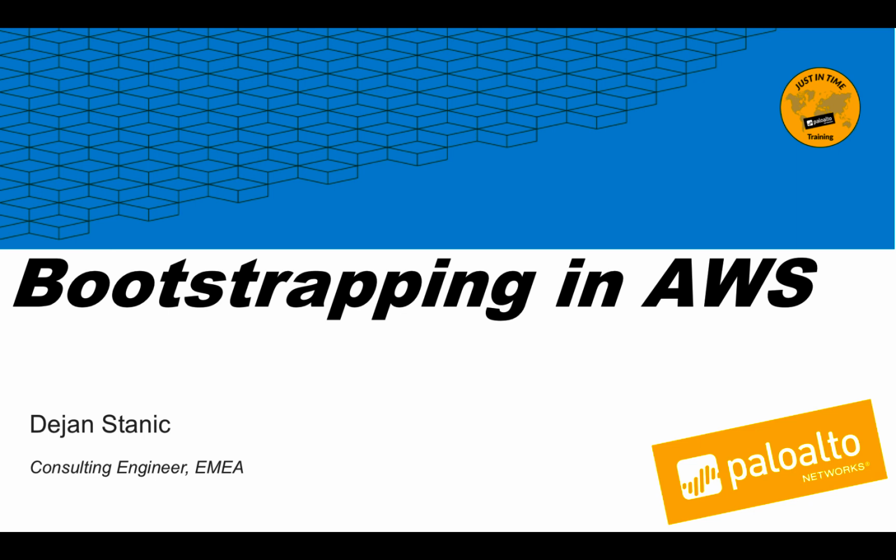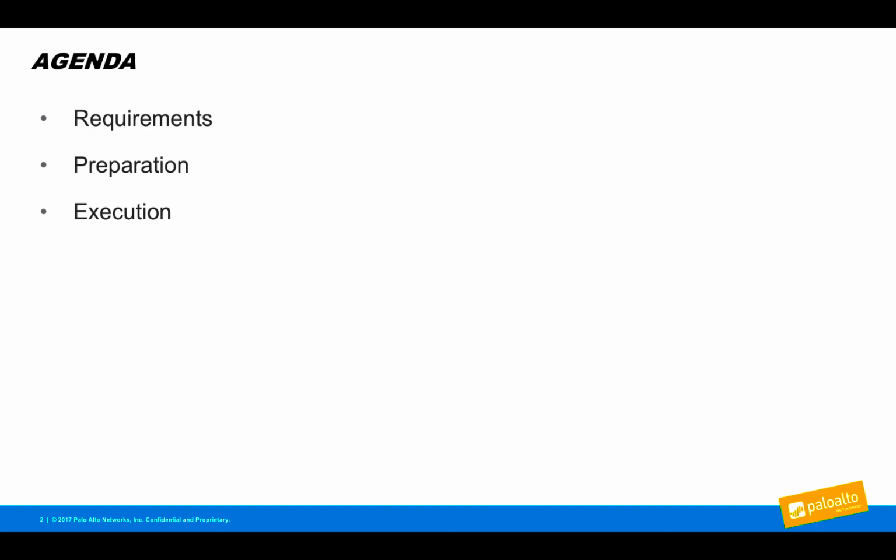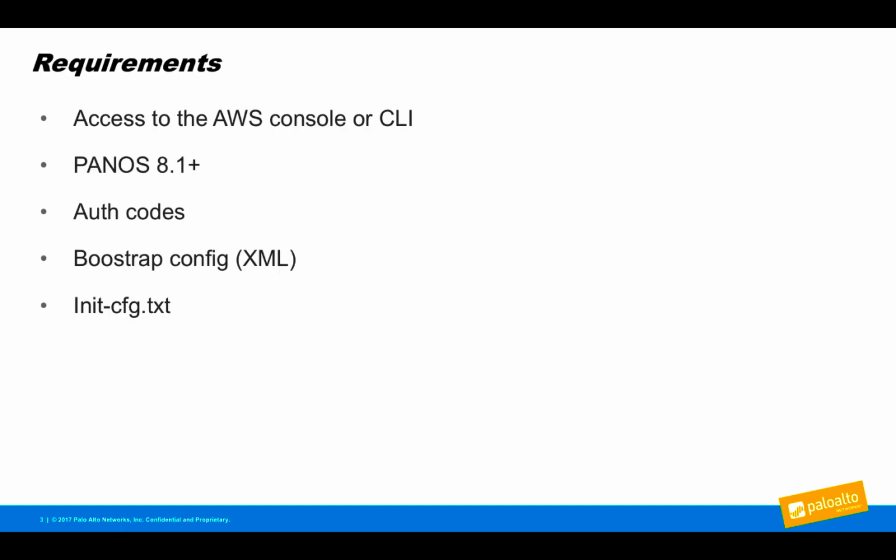My name is Dejan Stanic and today I will be guiding you through the process of bootstrapping VM-Series image in AWS. And here is our agenda. We shall start by going through the requirements, then we will walk through the preparation process, and lastly we will bootstrap an image. Bootstrapping a firewall in AWS requires access to the console or the CLI.